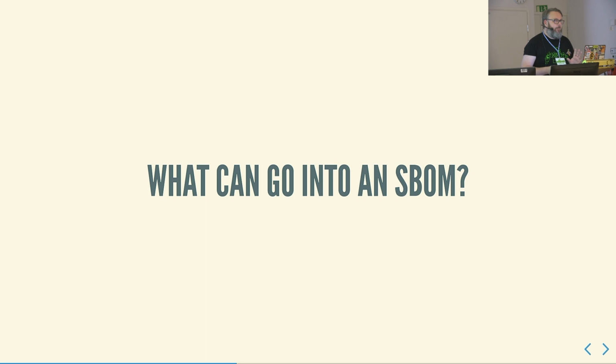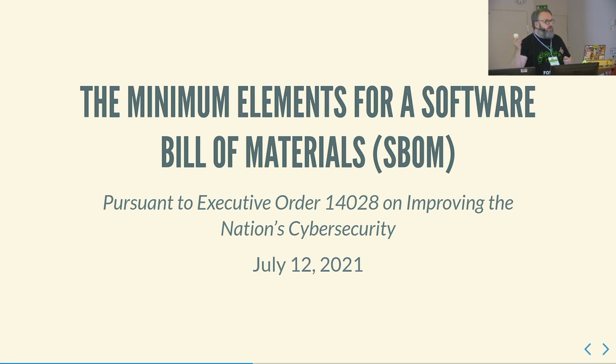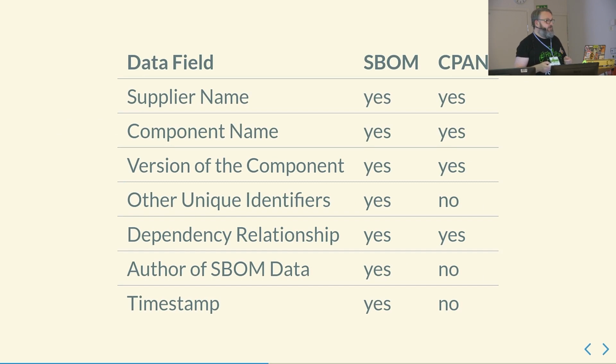So what can go into an SBOM? Let's see, I have to finish in 10 minutes, and this is a lot of material. At least in the US, they came with a set of minimum requirements. These are the ones they explicitly asked for. Supplier name, component name, version is already in there. Same with what dependencies you have. They also want unique identifiers, alternative identifiers. We don't support that in our meta files yet.